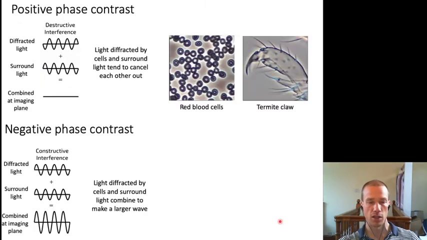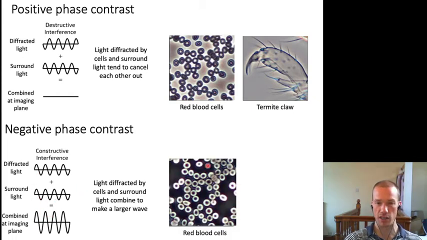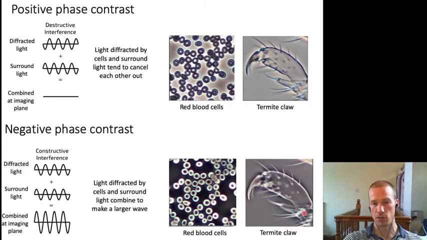So in this case, your diffracted light and your surround light are now in phase with one another, and at the imaging plane, they combine with each other to give you a region with higher intensity wherever cells are present. So now cells appear white rather than black. And in your thicker termite claw, you can see that at these thin edges of this termite claw, you again get constructive interference, and you get a bright region along the edge.